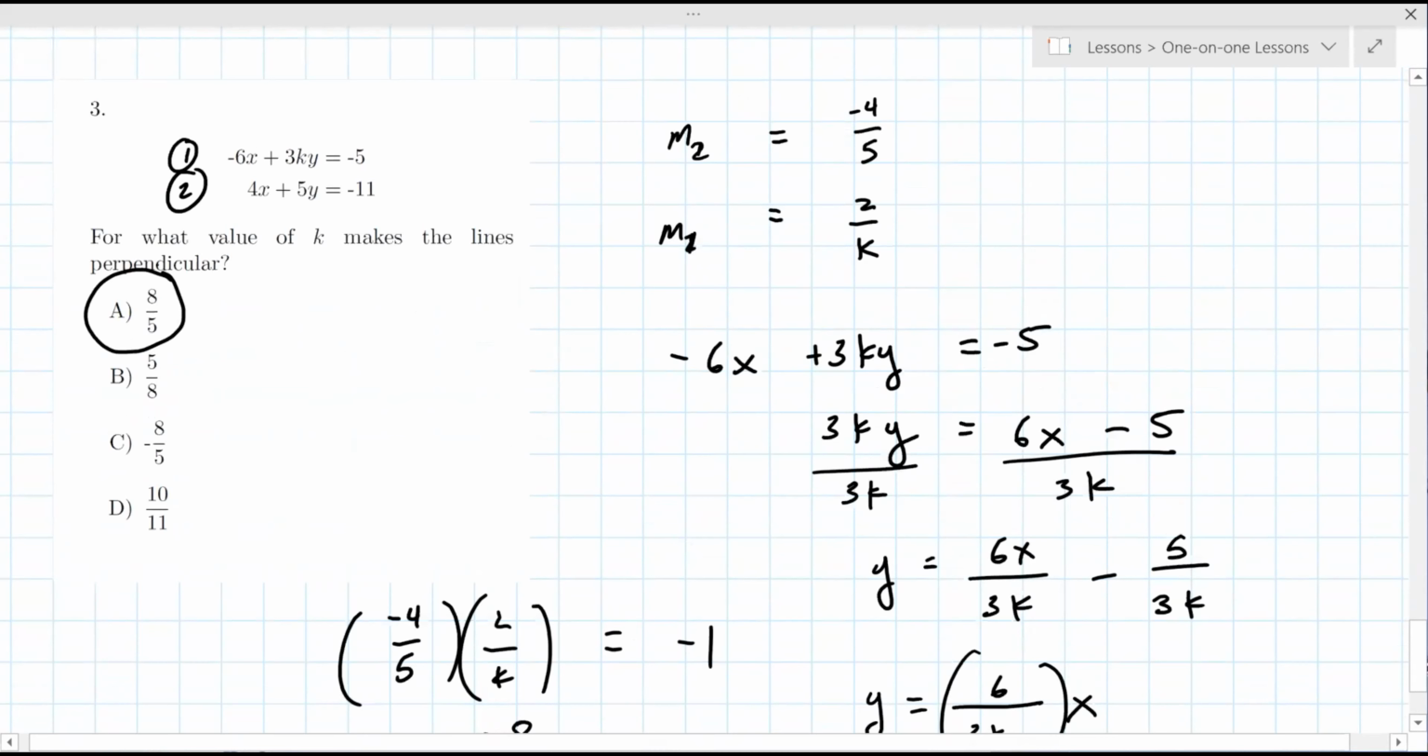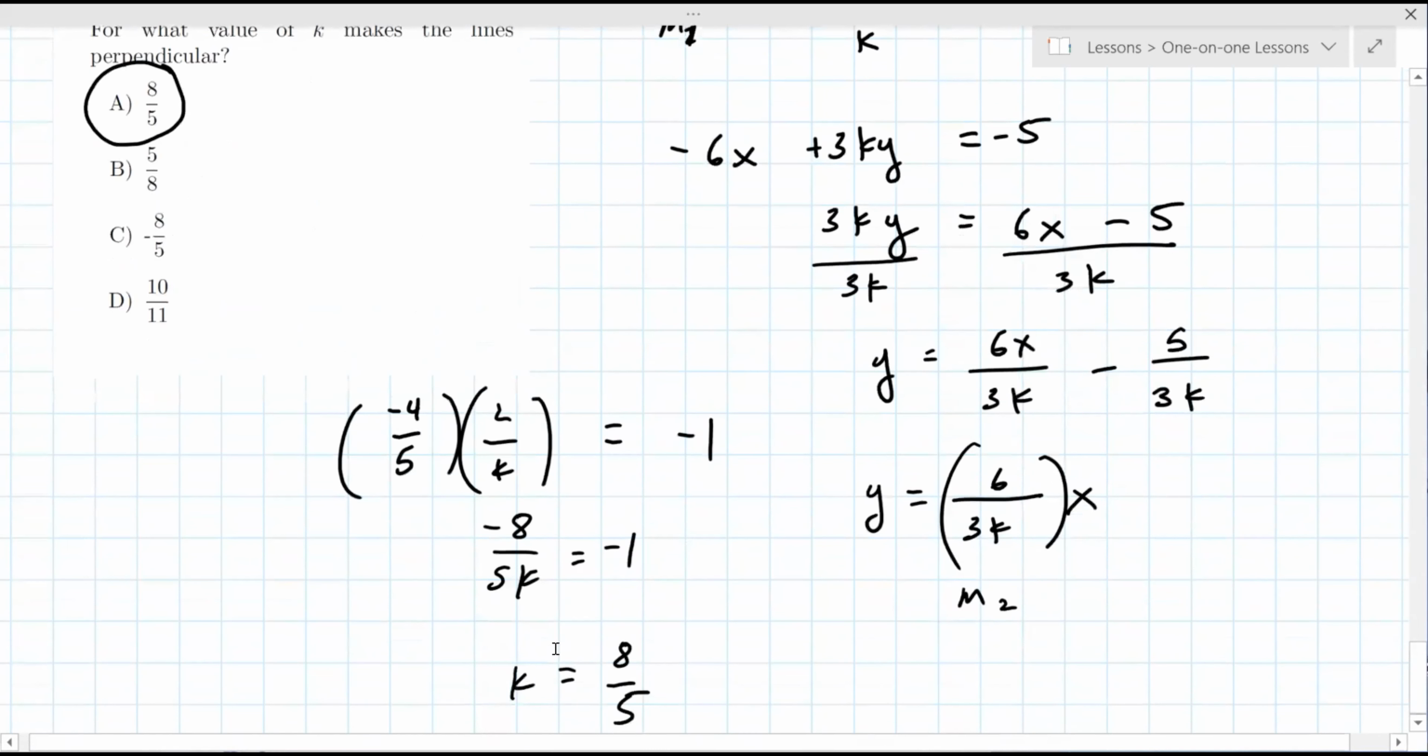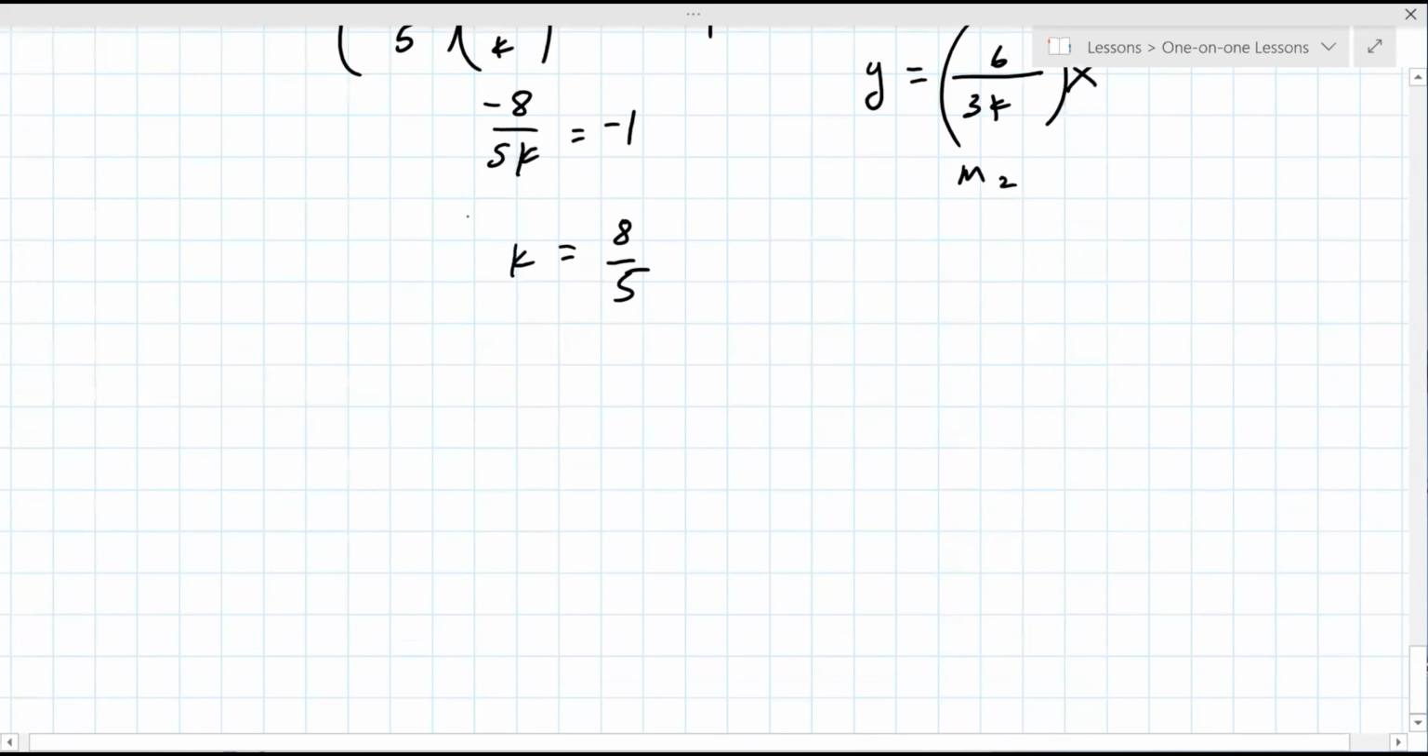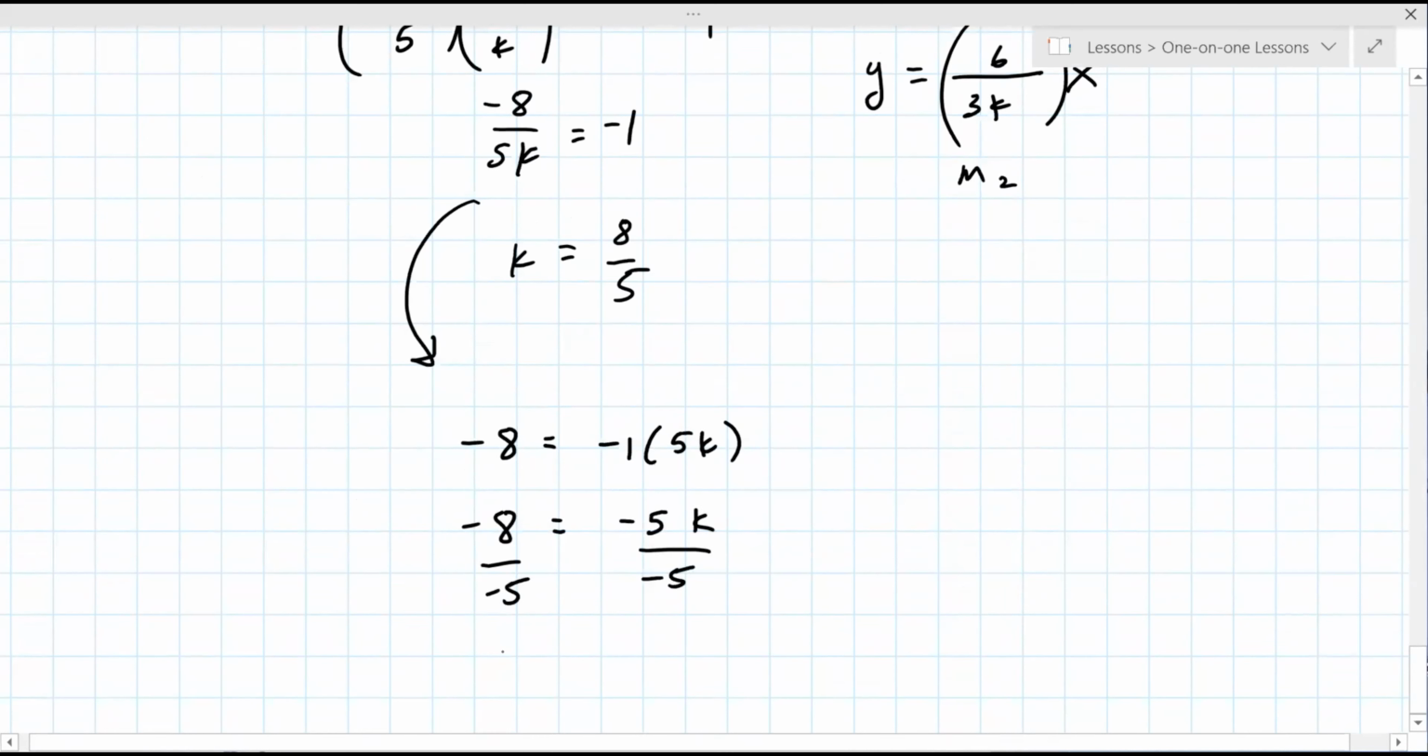You wouldn't do cross multiplying for that? You can. You absolutely can. I'm skipping a lot of algebra steps here. So the steps are negative 8 equals negative 1 times 5k. Negative 8 equals negative 5k. Divide both sides by negative 5. 8 over 5 equals k.